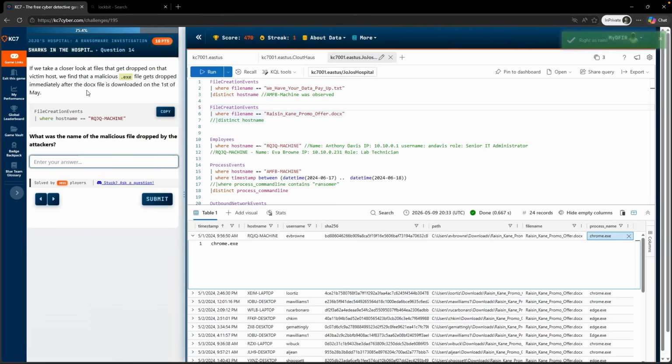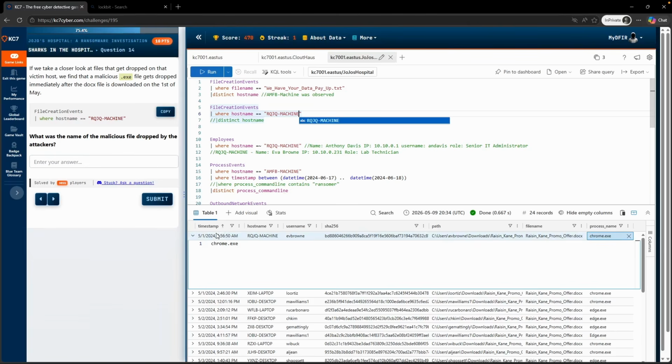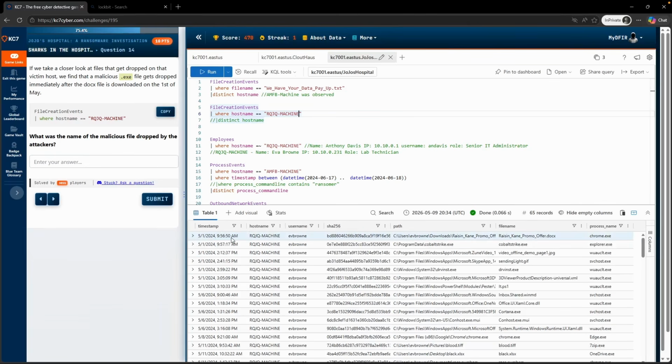If we take a closer look at files that get dropped on that victim host, we find a malicious .exe file gets dropped immediately after the docx file is downloaded on the 1st of May. What was the name of the malicious file dropped by the attackers? Let's change up our file creation events to only point to the host name of rqjq-machine. And remember the time, 9:56:50 on May 1st.